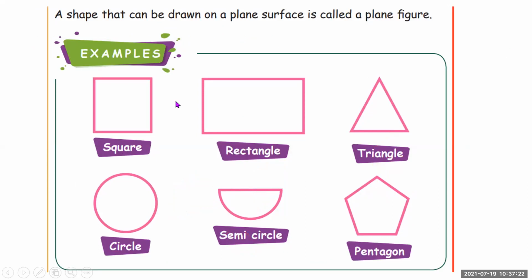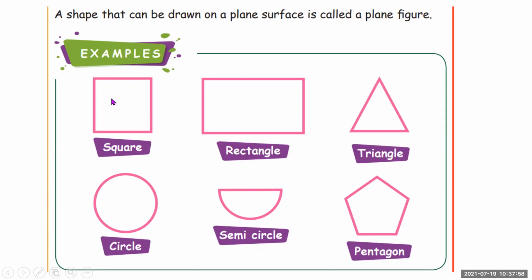So these are the shapes that we just talked about. This is square. This is called a rectangle. This one is called a triangle. Tri means three. Three angles, 1, 2, and 3. This is a circle, half circle or semicircle. And this is one of the polygons known as pentagon.